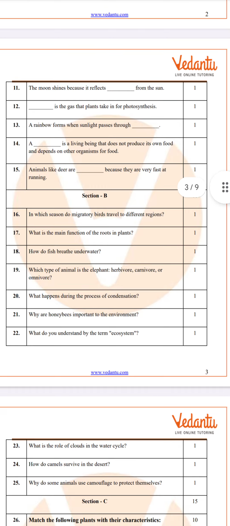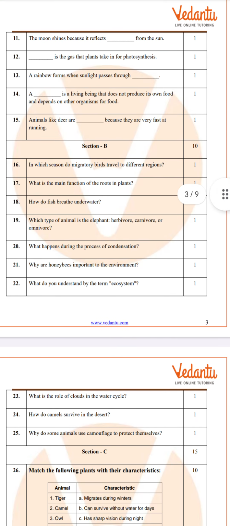That's known as condensation. Why are honeybees important to the environment? Honeybees are important because they help in pollination. As we have discussed in the chapter Seeds and Seeds, we find that many animals, including we human beings, are also part of carrying seeds from one place to another. So in the same way, honeybees also help in pollination, which helps plants to reproduce.